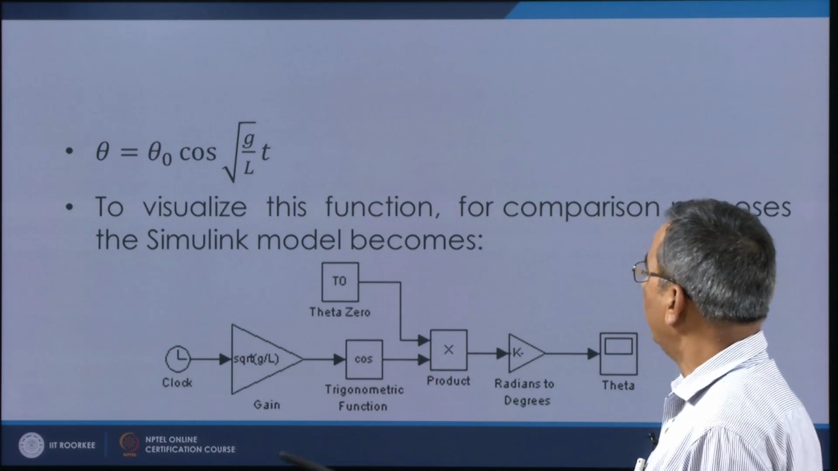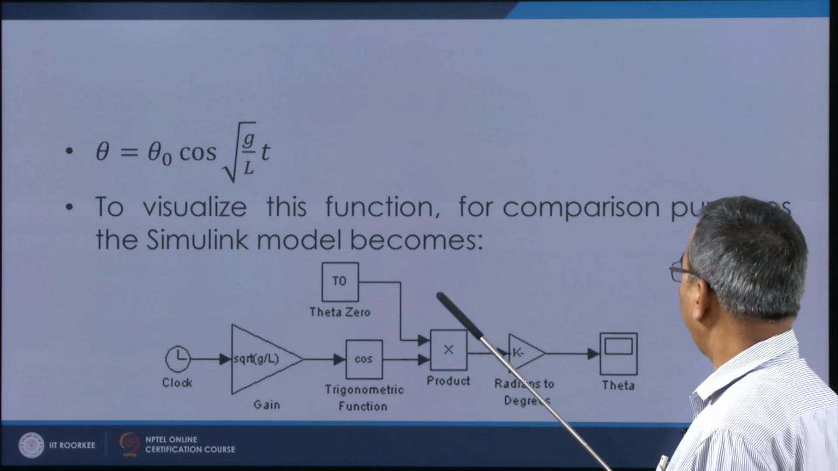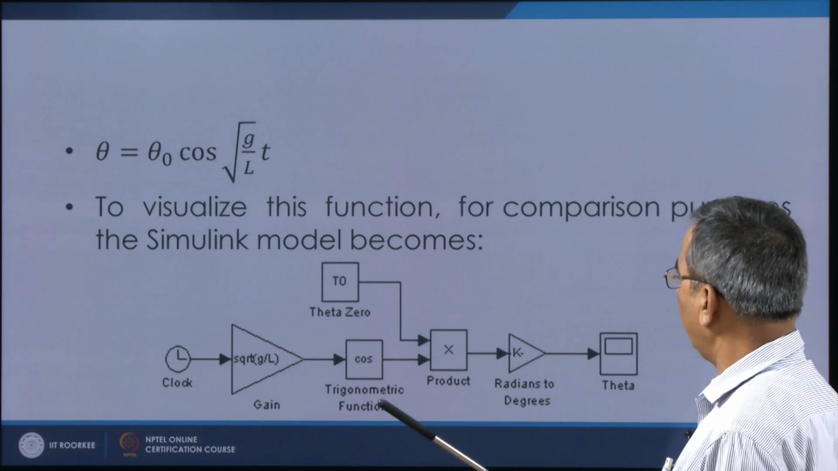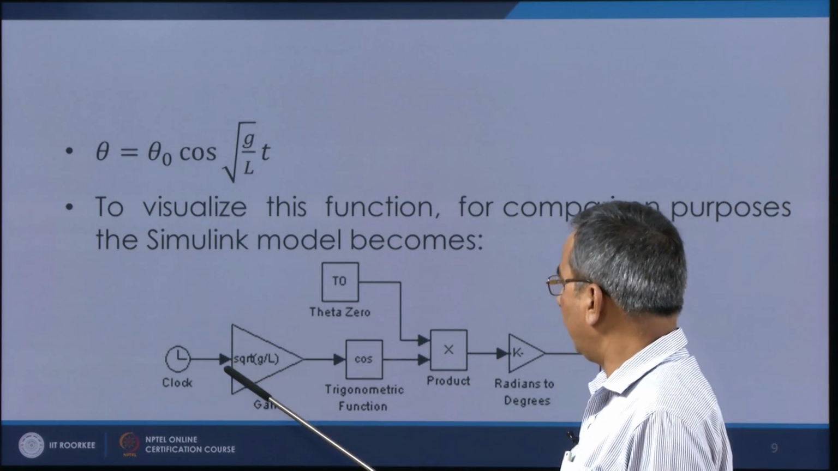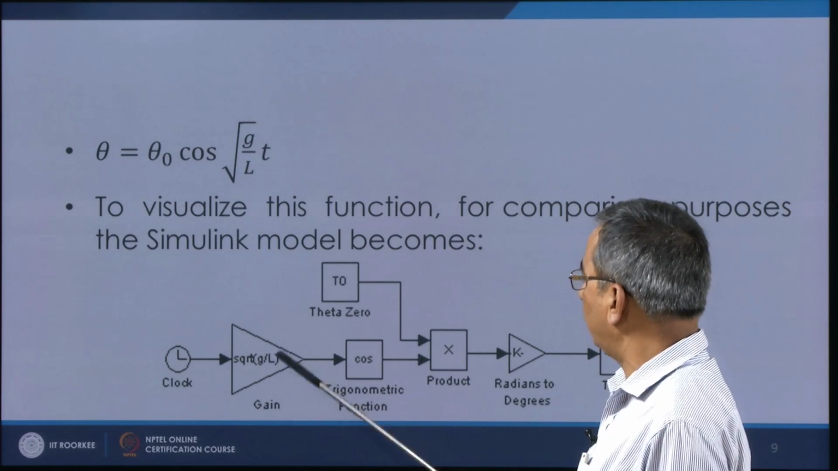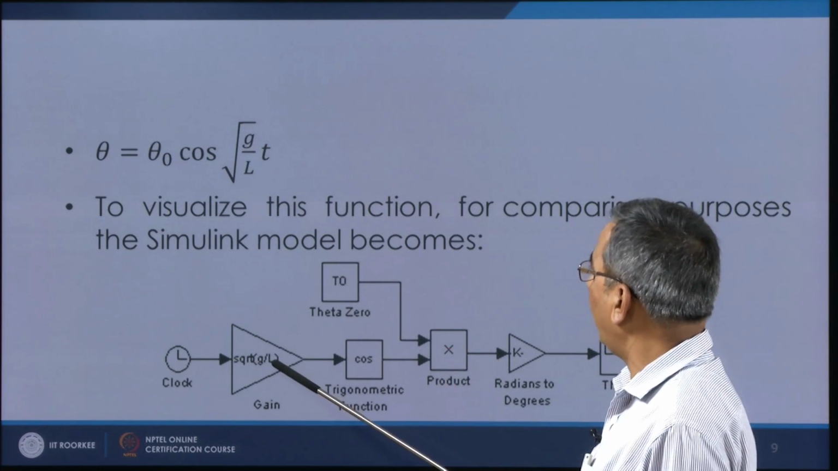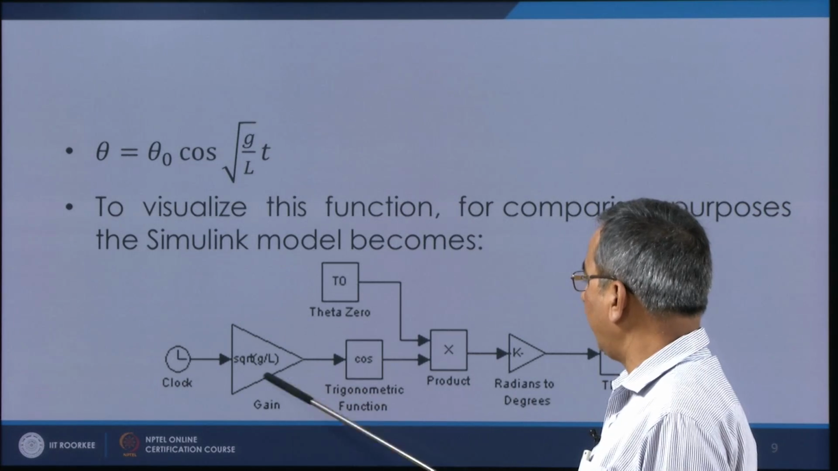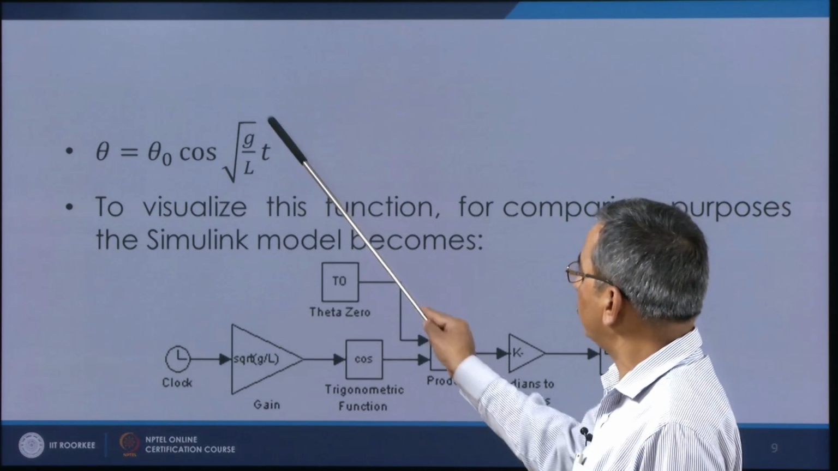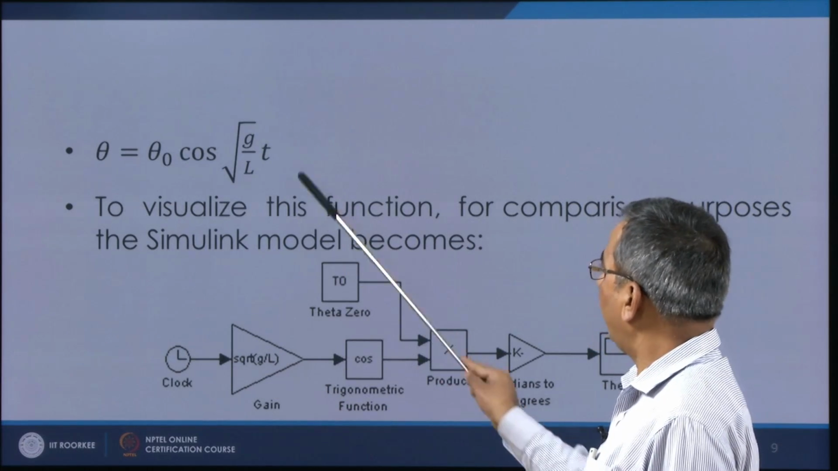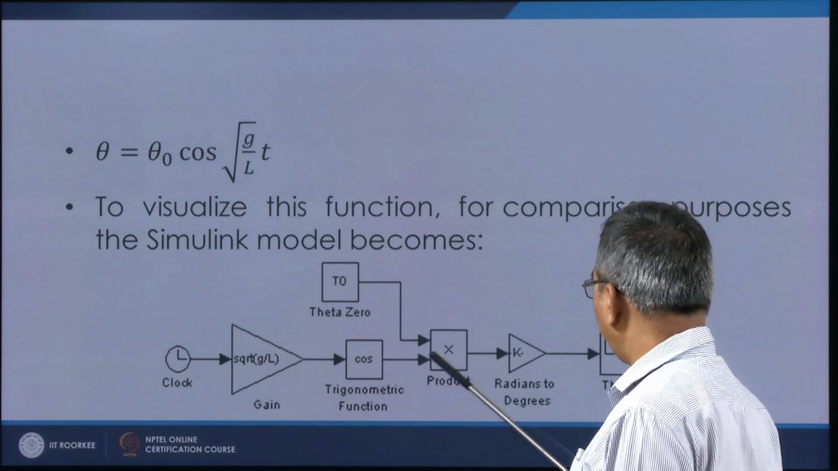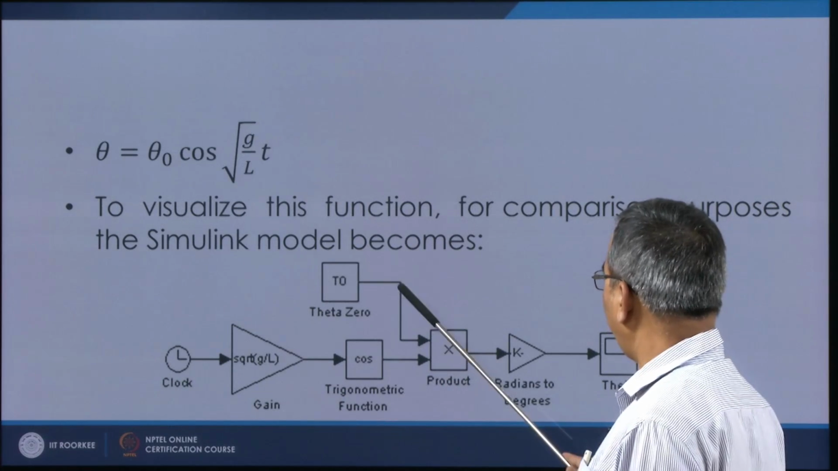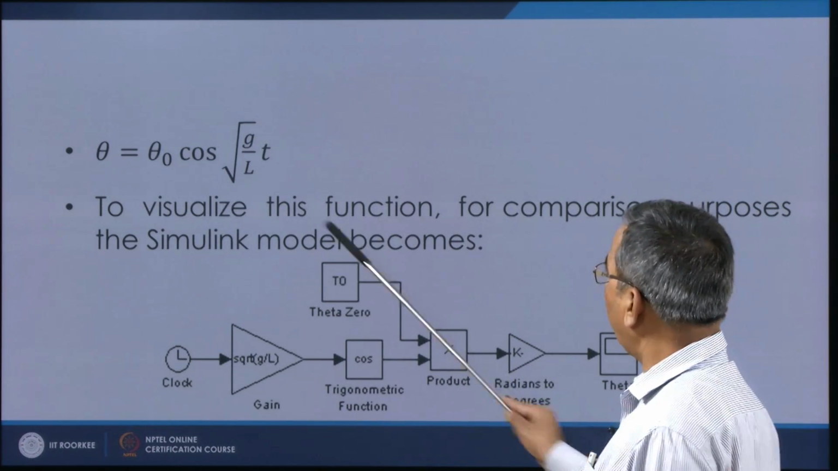So, this is my general solution for this expression. Now, to visualize this function for comparison purposes, we can make a simple Simulink model here. So, say I have a clock, and the clock signal is given to a gain, which is actually the square root of g by L. All right. And then I take the cosine of this term. So, I take the cosine of this one, and then I multiply this with the theta 0 value. So, I have the theta 0 value from here, I multiply this, and this is what I get as theta.